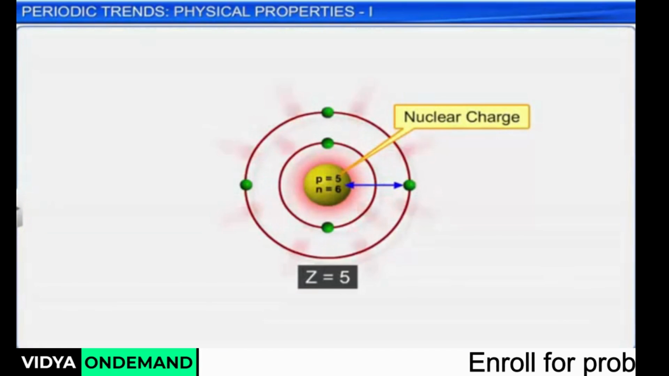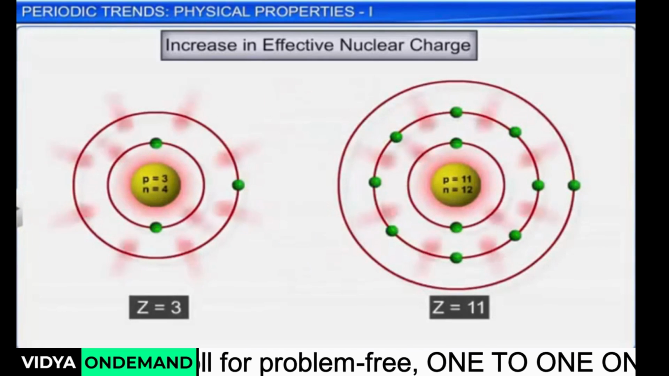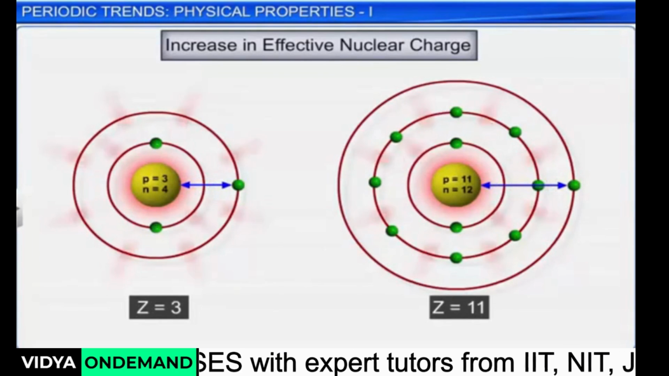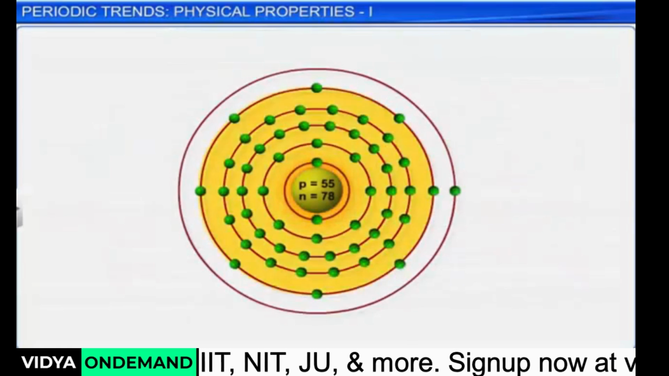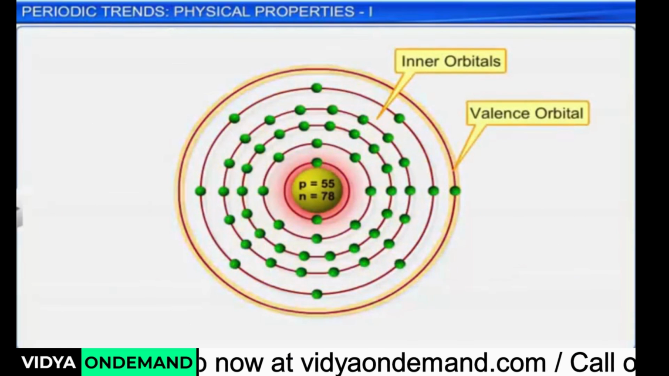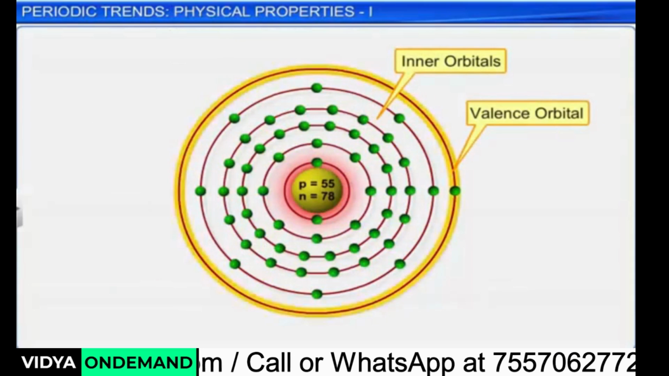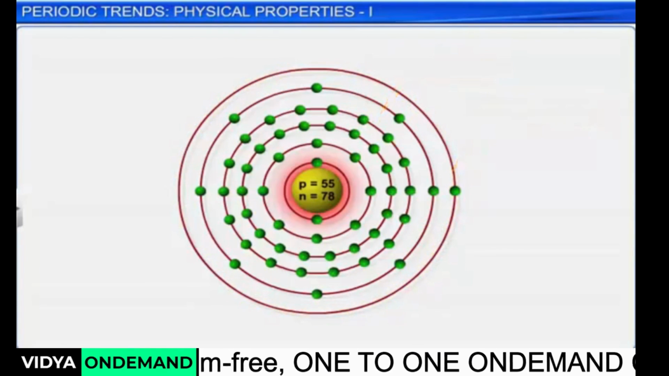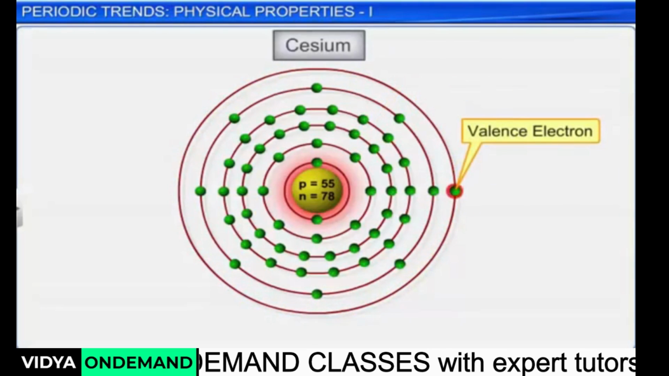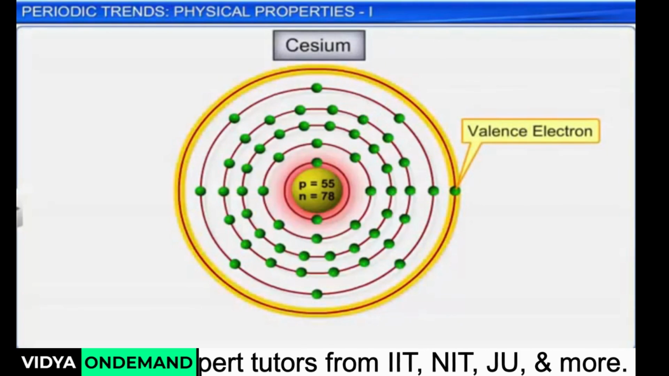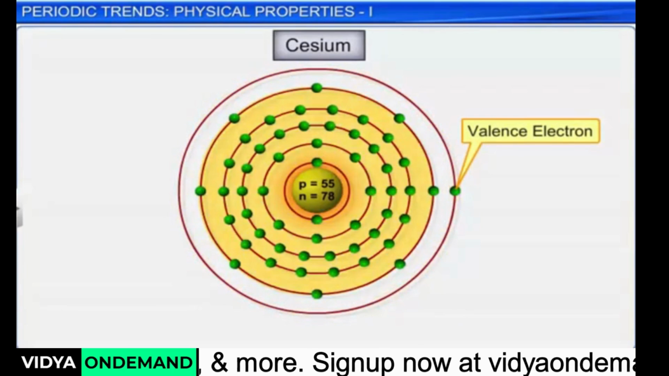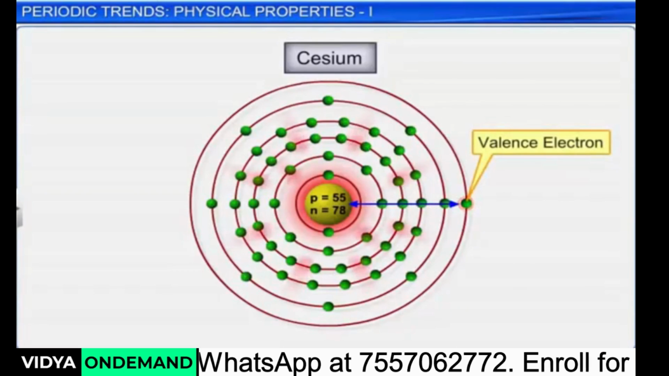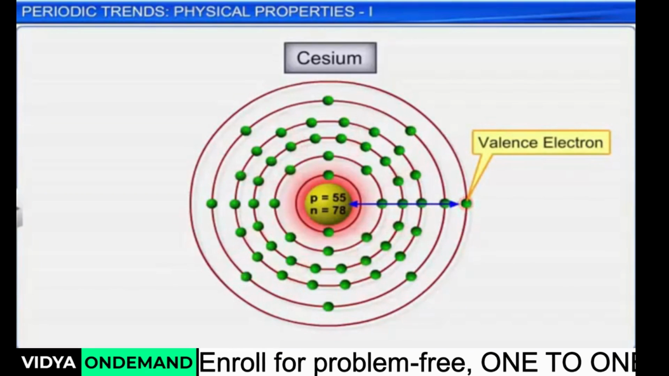This is because electrons in the inner orbitals shield the electrons in the outer orbitals from experiencing the full nuclear charge. For example, the valence electron in cesium is shielded from the nucleus by the inner electrons. As a result, the valence electron experiences a net positive charge that is less than the actual charge.